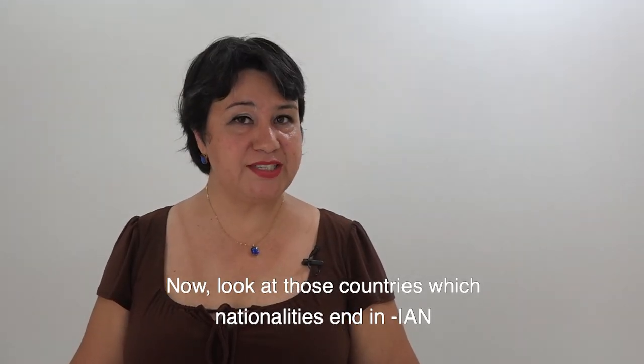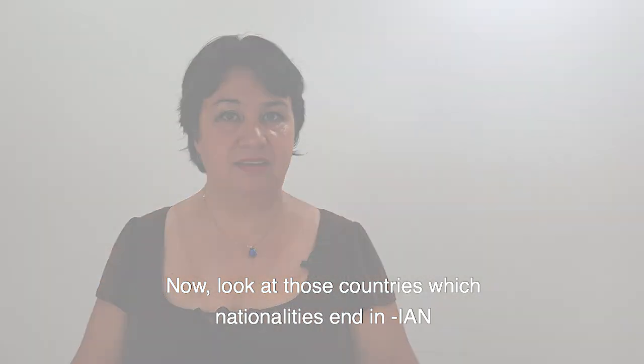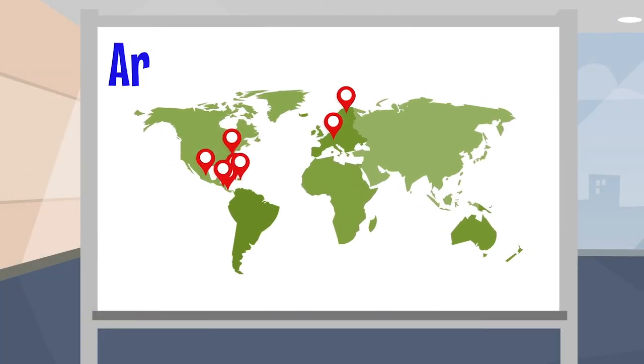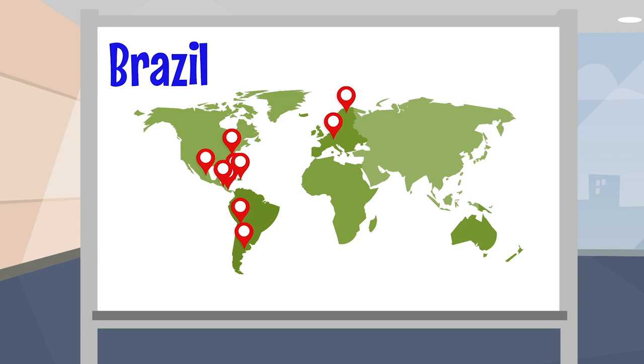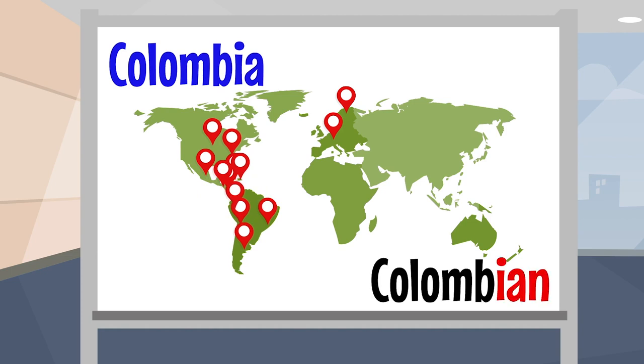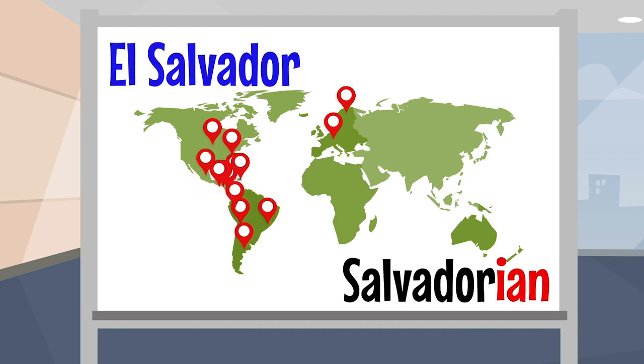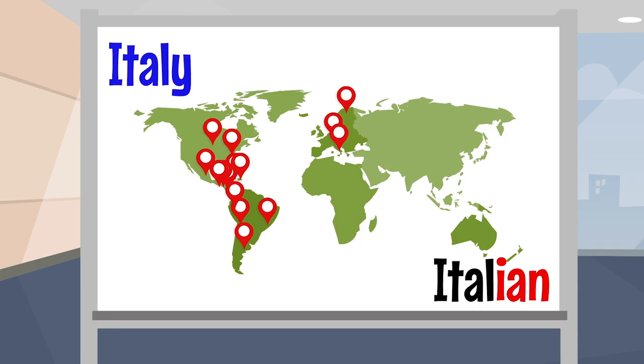Look at those countries whose nationalities end with N. Argentina, Argentinian. Bolivia, Bolivian. Brazil, Brazilian. Canada, Canadian. Colombia, Colombian. El Salvador, Salvadorian. Italy, Italian.